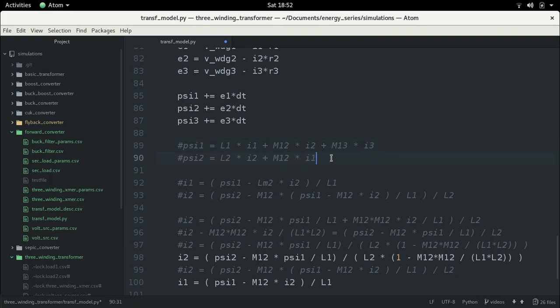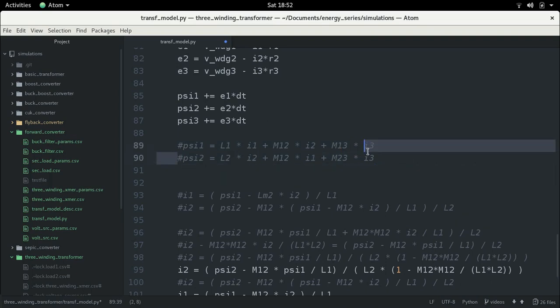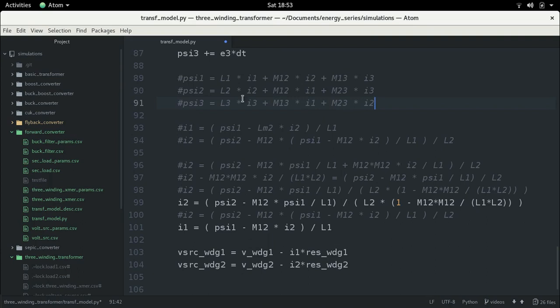And the same goes for winding 2. So winding 2 is now M23 multiplied by I3. And with this we can add our flux linkage of winding 3. So again, psi 3 is equal to the self-inductance of winding 3 multiplied by the current in winding 3, and the mutual inductance between winding 1 and winding 3 and between winding 2 and winding 3. So you just have to change the subscript. So with this is our new set of equations.